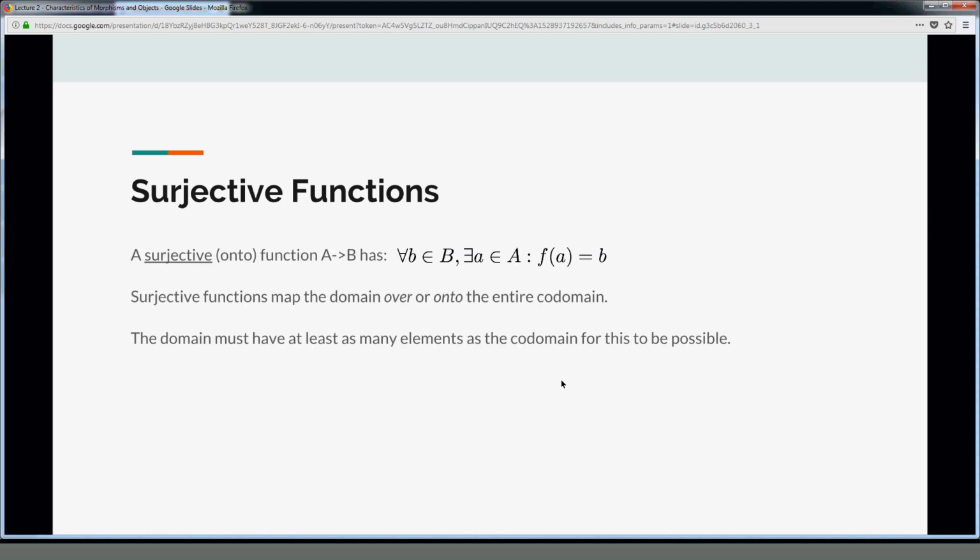Now, the surjective function, on the other hand: every element in the codomain has some element in the domain that maps to it. So we have here that for every b in B there's an element a such that f(a) = b. And obviously for this to work, you must have at least as many elements in the domain as in the codomain.